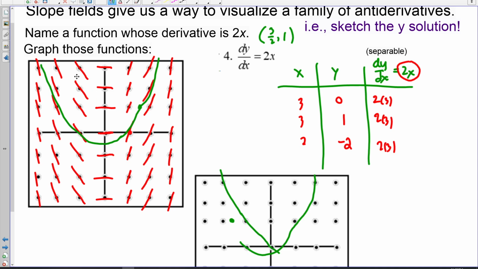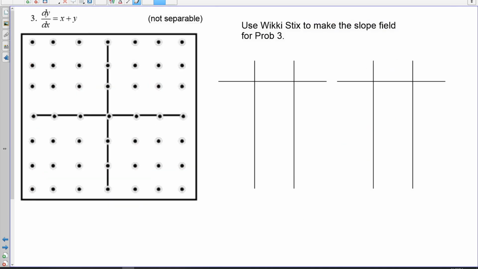All right, so the red here is the slope field. The green is the y equals something. It's the answer when you blow in this wind of slope fields. Okay. All right, so today we're going to draw a whole bunch of slope fields. And so we're going to start with one that's not separable. Okay, so let's look at this problem right here.